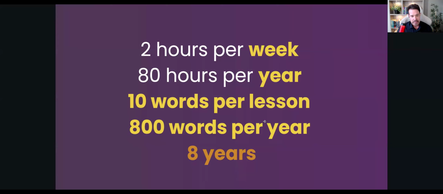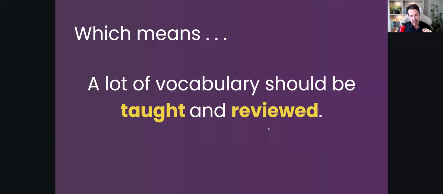Now, this leads us to the following conclusion regarding the first tip: a lot of vocabulary should be taught and reviewed. Because if we're talking about humans, not robots, they're not just going to see a word once and memorize it. They're going to need multiple encounters with a word or an expression so they can really incorporate that word.